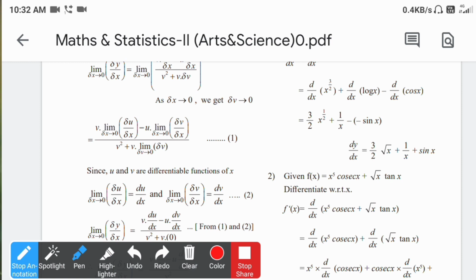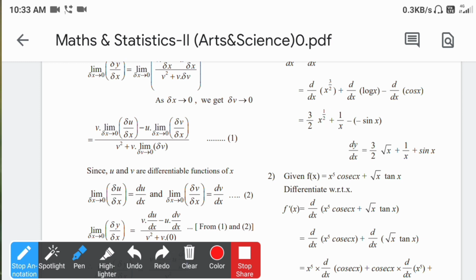But here we can specifically see that the power of x, that is n, is 3 by 2. So it will be 3 by 2 into x raised to 3 by 2 minus 1, which comes out to be 1 by 2, since 3 by 2 minus 1 is 1 by 2. Then next, the second function is the logarithmic function, and we know that the differentiation of log of x gives the value 1 by x. So we have written that.